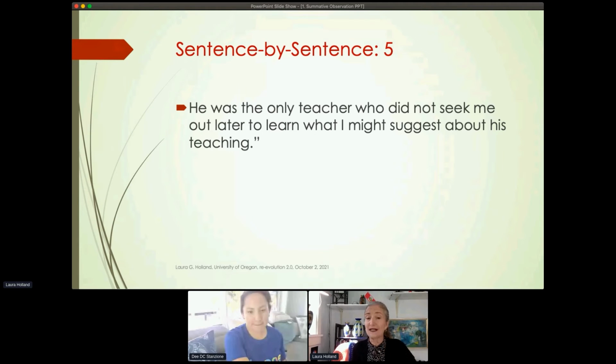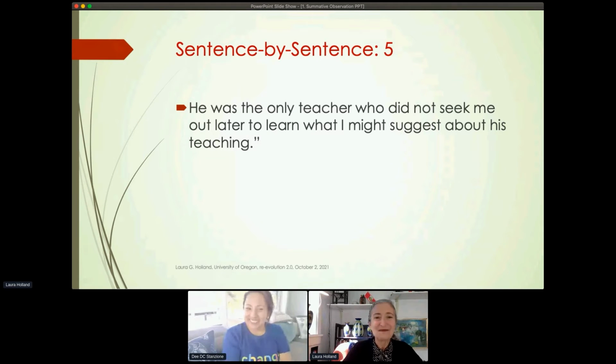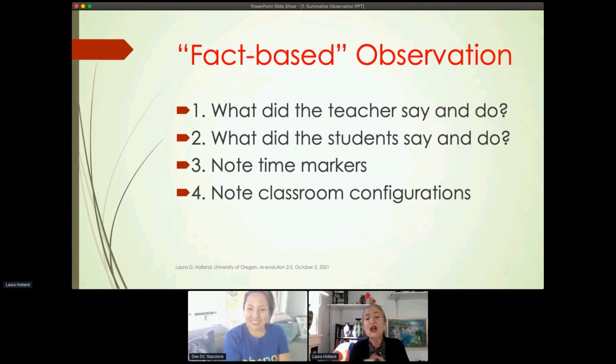I know a whole lot about Douglas Heath, though, and I also know I never, ever want him to set foot in any classroom of mine or any of the teachers I work with. He's like, no, you are out. So let's talk for a minute about fact-based observation. It's a really simple switch that we can make as supervisors and observers.